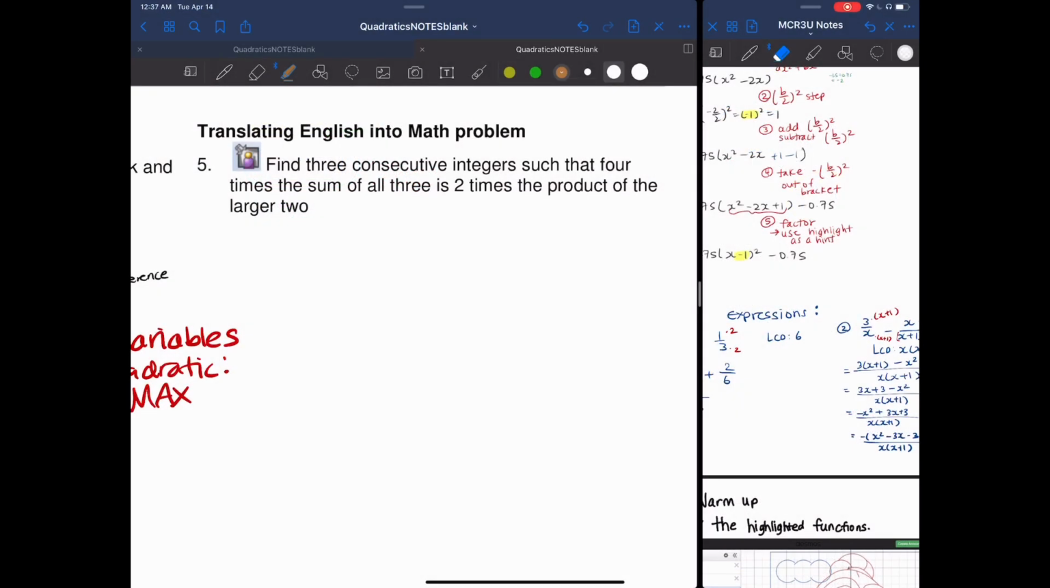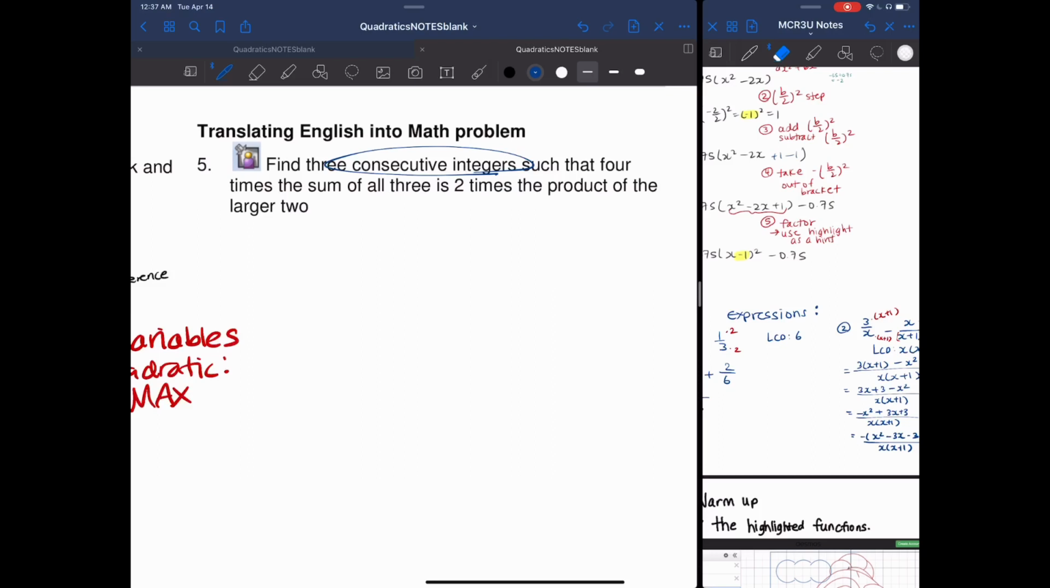Question 5, translating English into a math problem. Find the 3 consecutive integers such that 4 times the sum of all 3 is 2 times the product of the larger 2. We got to break it down. So 3 consecutive integers. Consecutive means the numbers are in order. So 1, 2, 3, or 2, 3, 4, those numbers are in order. And integers are positive and negative whole numbers.